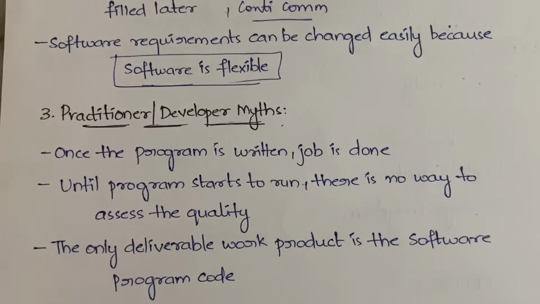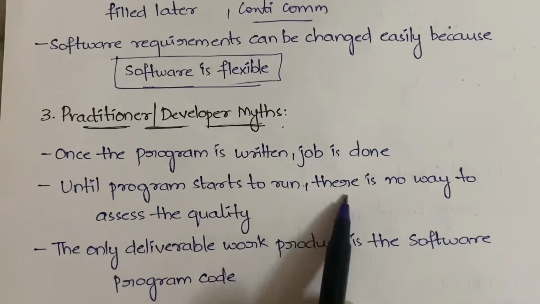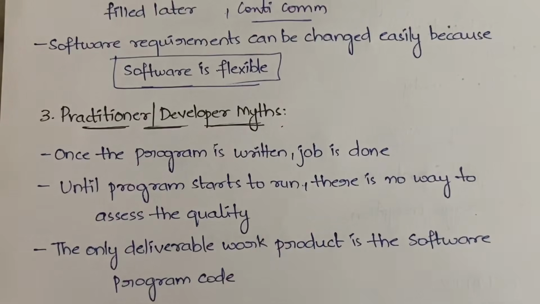No, right? So even after delivering it to the customer, in the maintenance phase, after deployment, till then also we have to still take care of the project. At that point of time also, if there is any change requested by the customer, or if there is any error, then all the time the developers have to be alert, and they have to keep on changing according to the customer's wish, right? So once the code is written, the job will not be finished. Okay, next, until the program starts to run, there is no way to assess the quality.